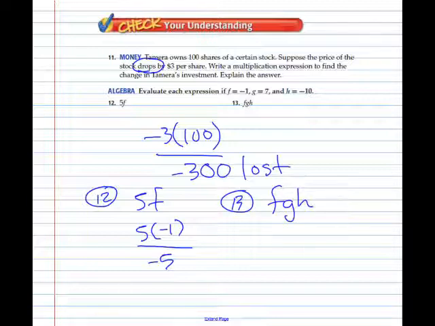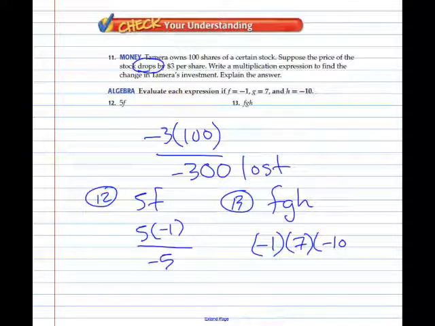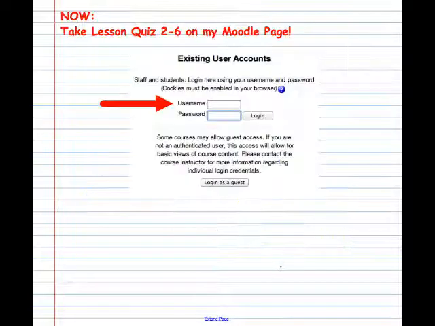13, fgh means f times g times h, so negative 1 times 7 times negative 10, multiplying each pair of numbers. Negative times a positive is a negative 7, times a negative 10, negative times a negative is a positive 70.